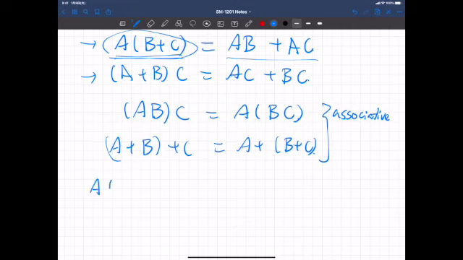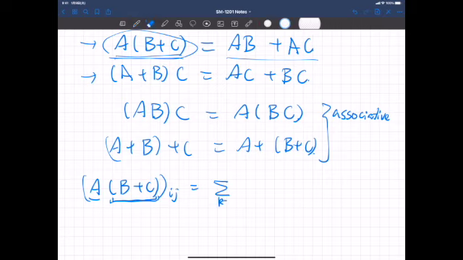So A times (B plus C). Its ij element is this. B plus C is a matrix, so by the definition of matrix multiplication, we multiply A times B plus C. So that was this sum over K. We don't specify the range of K, but just assume it runs over the appropriate range of indices.